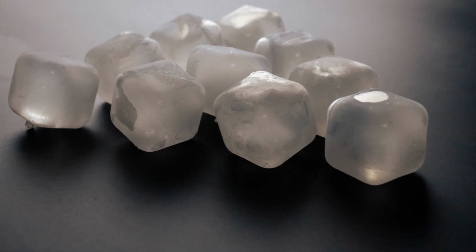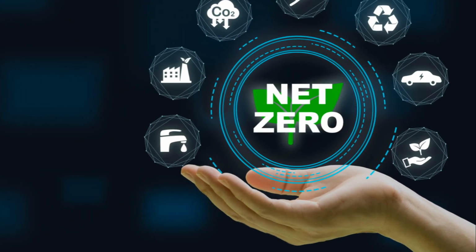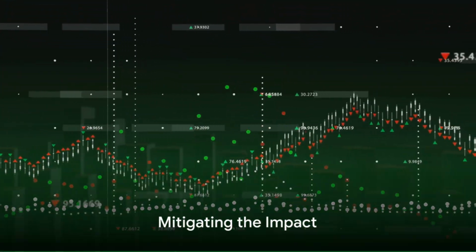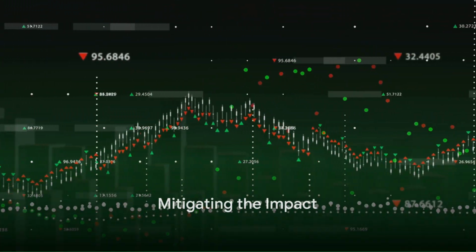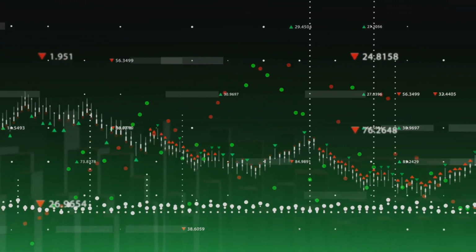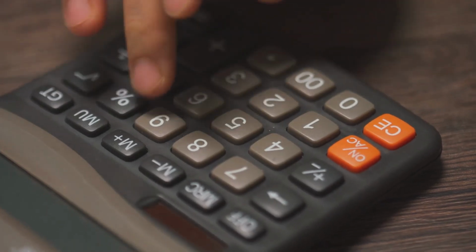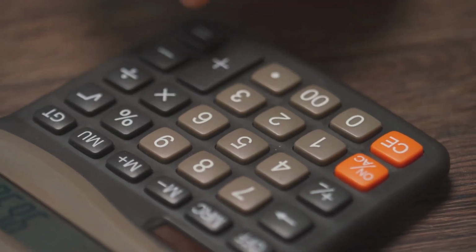Stay tuned for the next scene, where we'll discuss how we can mitigate these impacts. It's not all doom and gloom, though. There are ways to mitigate the impact of high national debt. The first step in this process is prudent fiscal management.